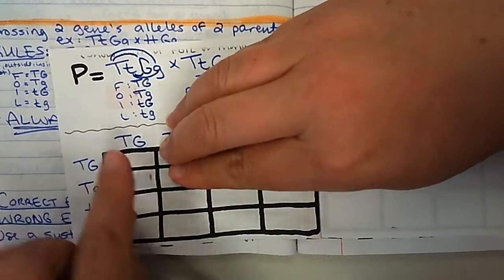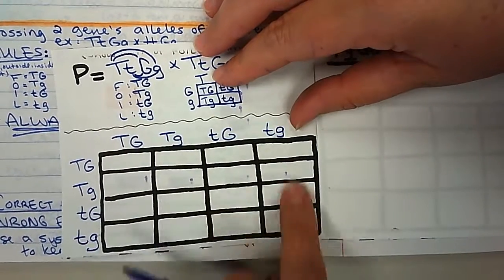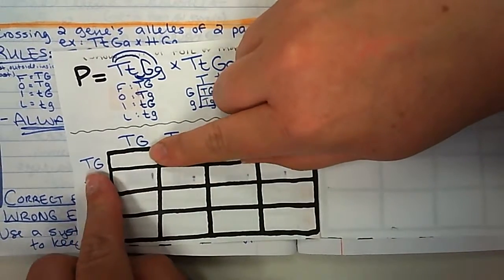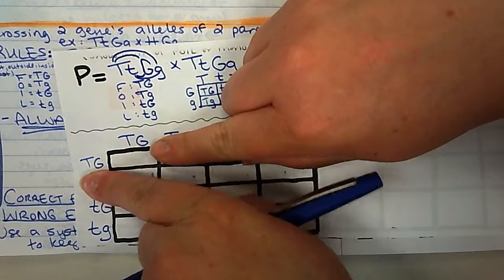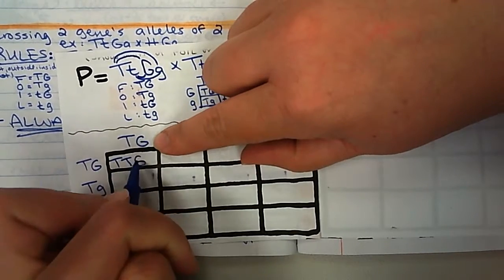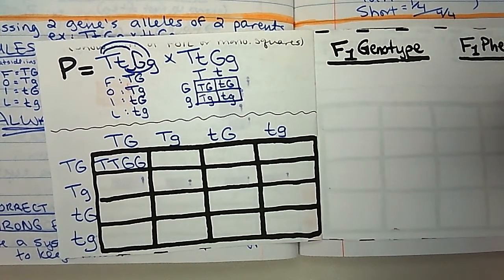So inside this TG combo is going to go all the way down. These are going to go all the way down, and then these are going to go all the way across, okay? So inside this square, I'm going to have these two sets of alleles. So I'm going to put my two T's together, and then I'll look at my G's, and I put them together. That just happens to be homozygous dominant for both traits.